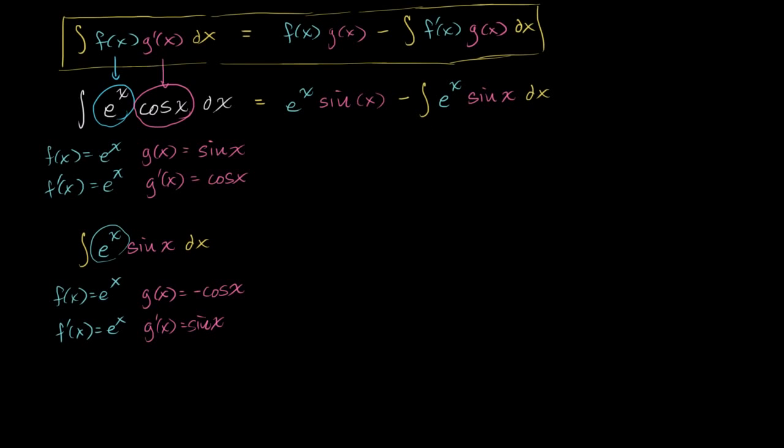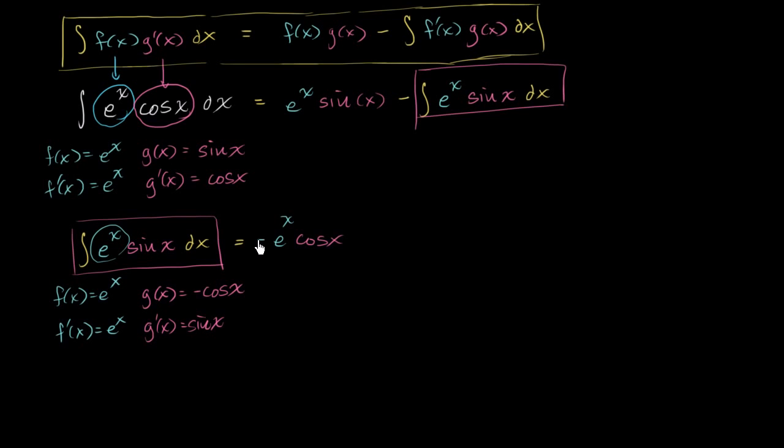Now let's apply integration by parts again. So this thing over here, remember, this is what we're evaluating now. We're doing a second round of integration by parts. This is equal to f of x times g of x. F of x is e to the x. Well, we have a negative out here, so I'll write negative e to the x cosine of x. And we got the negative from the g of x. I'll put that in pink as well.